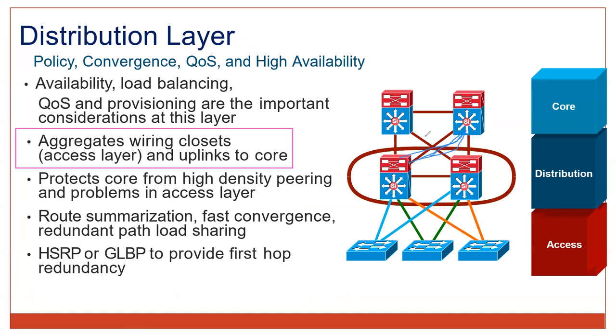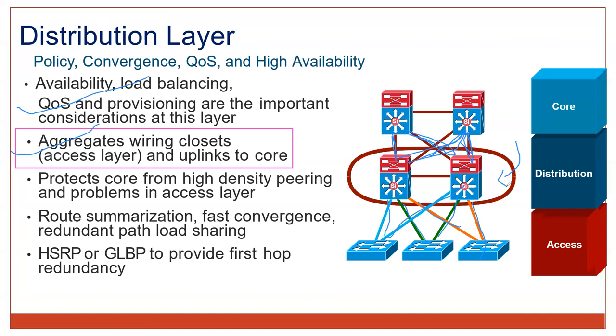From distribution to core, we have routed configuration, and these links are routed. So we are doing some sort of routing configuration here. Here you can even do routing as well, but in this diagram they are L2 configuration. You can provide QoS configuration. It will work as an aggregator because so many interfaces will connect here. Maybe hundreds of switches will connect here to the distribution layer switch.